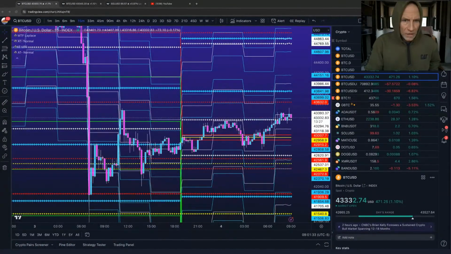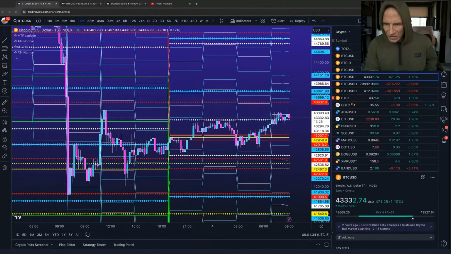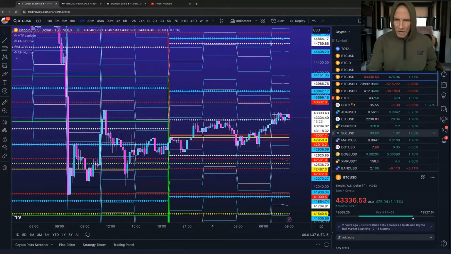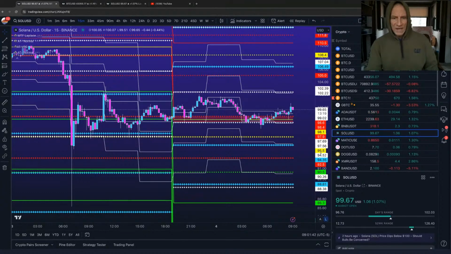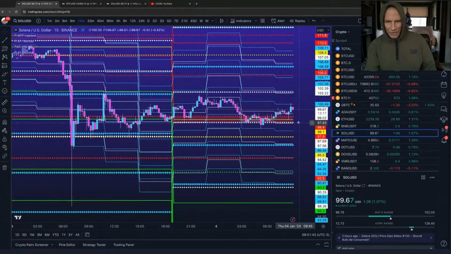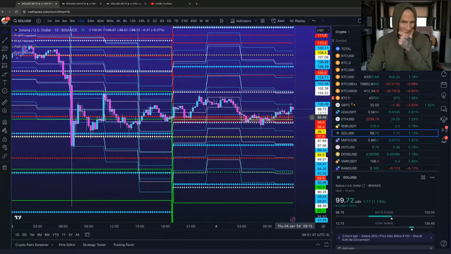All right, let me see here. That's good stuff. Let me check Sol real quick, see where it's at on the VRE. What is it, sitting just a tad under 100? Tight daily range, right inside the top of the monthly. Interesting. All right, Sol's in a unique position here.